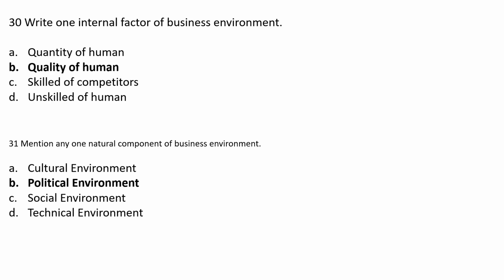Write one internal factor of business environment. Option A quantity of human, option B quality of human, option C skilled of competitor, option D unskilled of human. The correct answer is option B quality of human. One factor of business environment is quality of human.